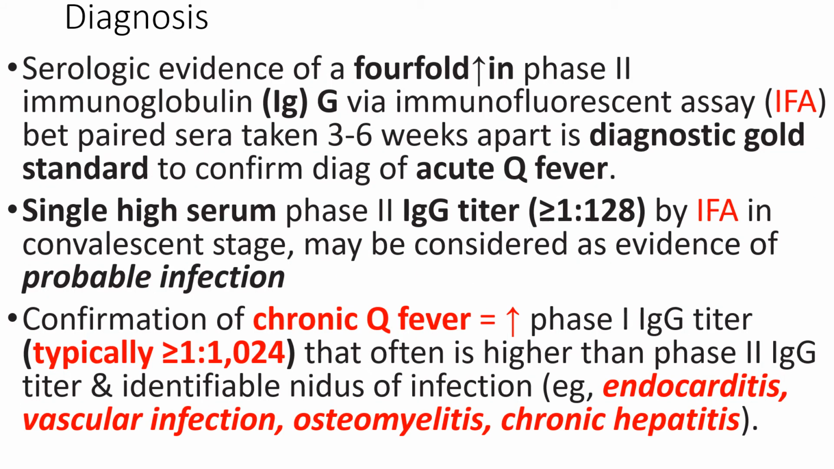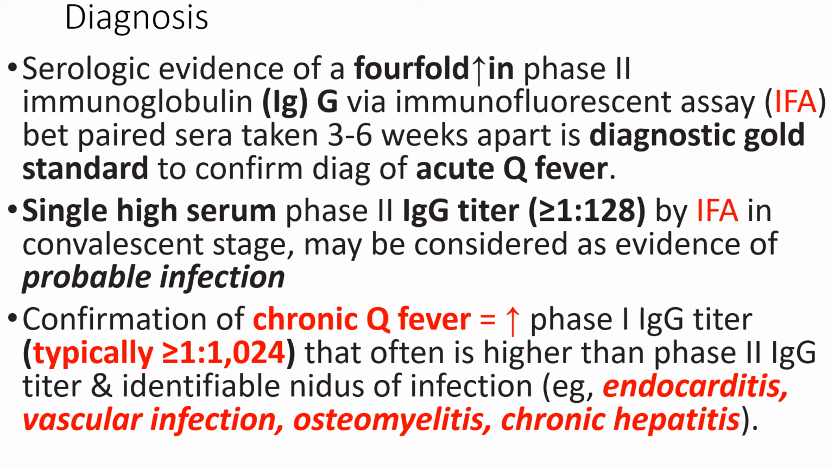Diagnosis: a fourfold increase in IgG titer by IFA is the diagnostic gold standard to confirm diagnosis of acute Q fever. A single high serum IgG titer by IFA is a diagnosis of probable infection.